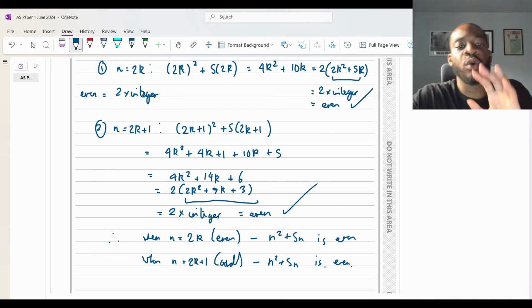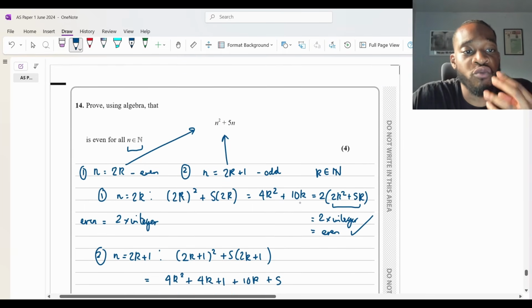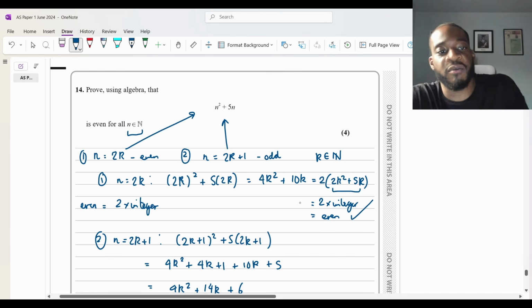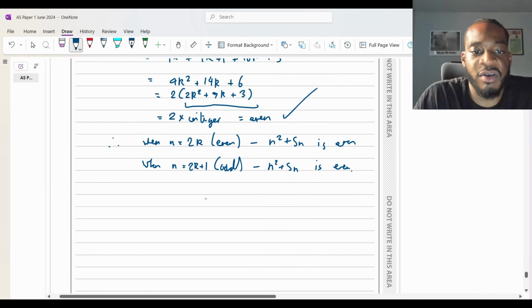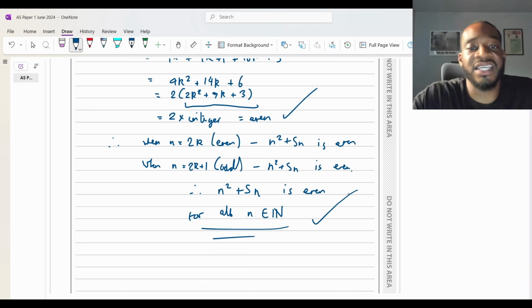Right? And then once you've justified that, to get the final mark, just literally write what they asked you to prove. It said prove using algebra that n squared plus 5n is even for all n in N. So therefore, for your answer, you're going to say n squared plus 5n is even for all n in N. And that is it. That is the question finished.